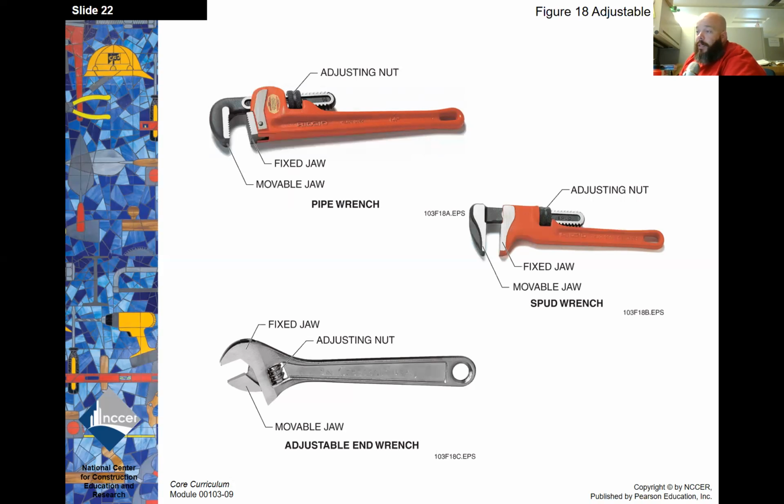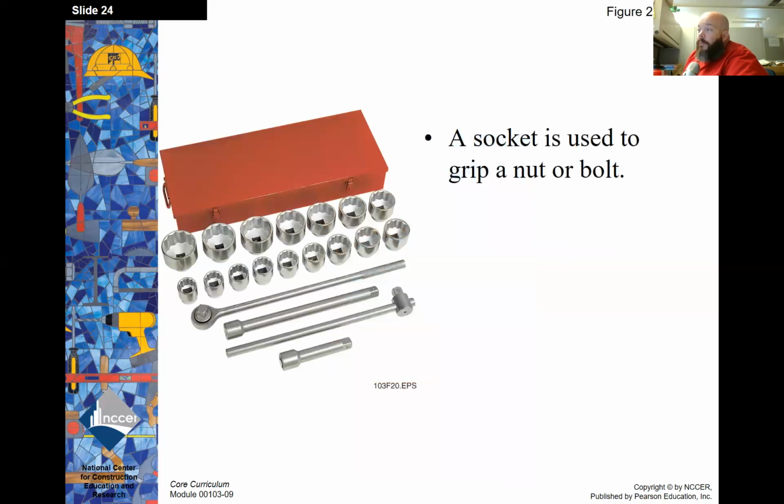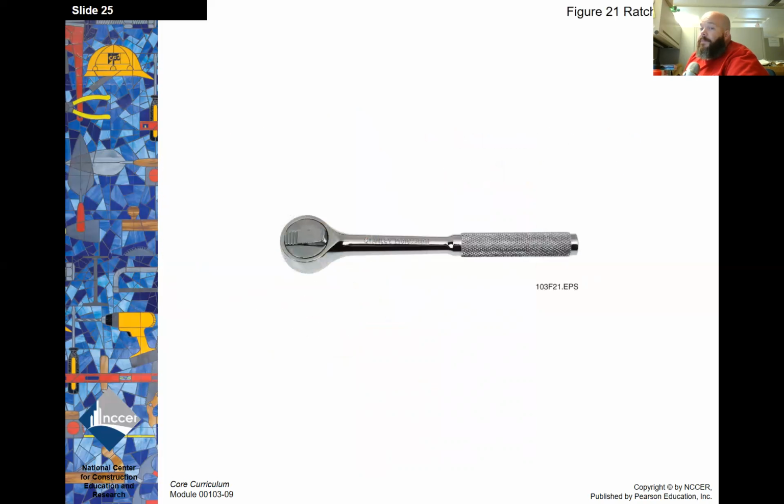Adjustable end wrenches can be handy tools, but always when possible, use the correct size wrench to not damage the bolt. Okay, we're looking at supplemental art now and using an adjustable end wrench. Okay, a socket is used to grip a nut or bolt. So sockets are a good option as they fit around the fastener and provide the best hold.